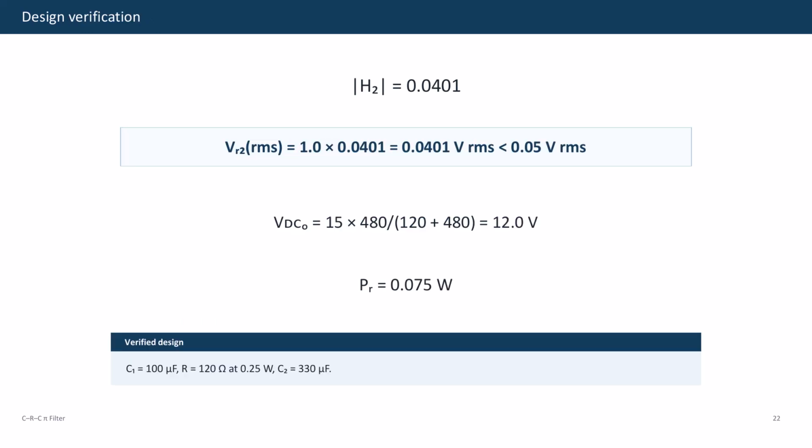Verification uses the selected standard values. The loaded attenuation is 0.0401, so the output ripple is 40.1 mV RMS, below the 50 mV limit. The DC output is 12 volts, and resistor dissipation remains 75 milliwatts. The design therefore meets both DC and ripple specifications.